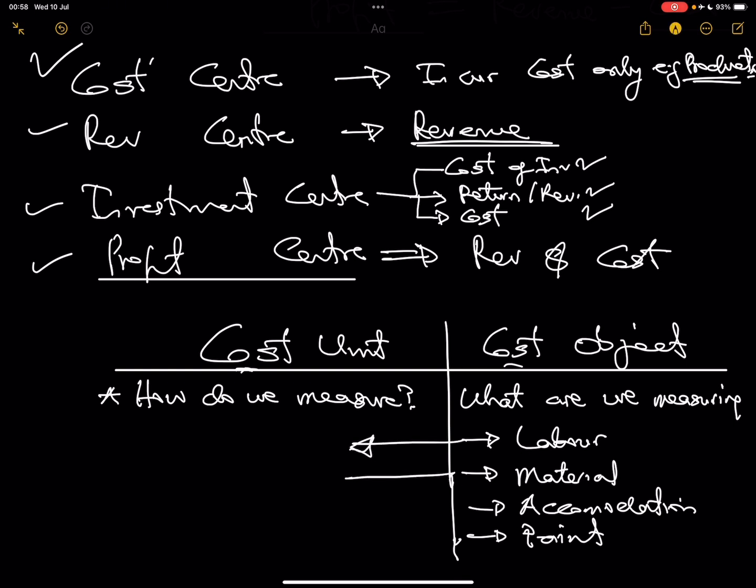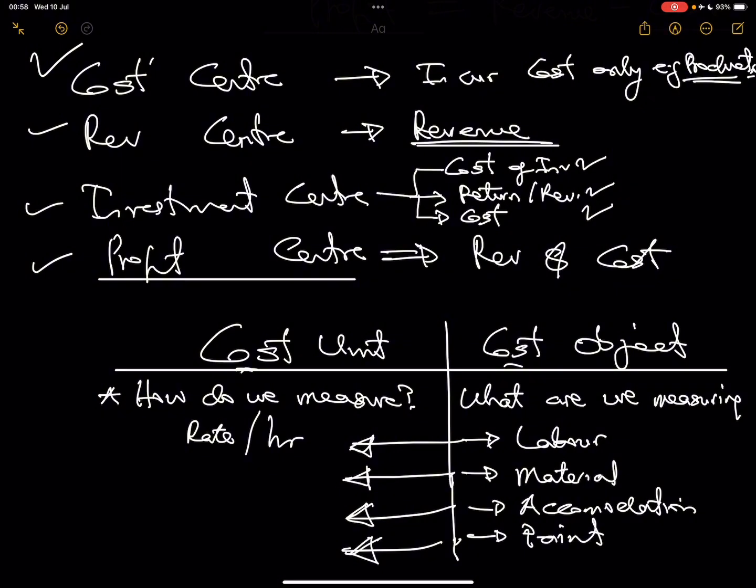Now, cost unit is about how do we measure labor? How do we measure material? How do we measure cost of accommodation? How do we measure cost of paint? And for labor, you can say you're going to measure per hour. So it's about how many hours you spent. So it's about rates per hour, which is cost per hour.